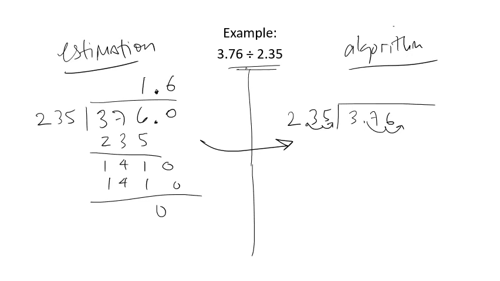So we need a way to make sense of this algorithm. The estimation is potentially a little limited because it's not very precise, but it does give us a means to understand how to find an answer. But the algorithm is efficient, but it just needs to be connected to something. So let's take a look at what fuels this algorithm and what makes it work.